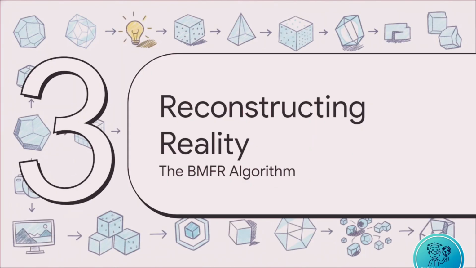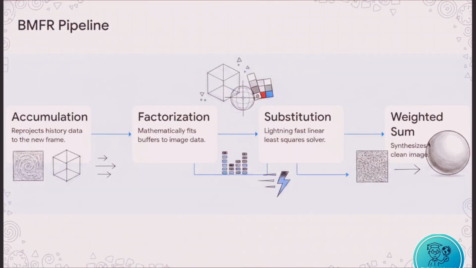Section 4, Reconstructing Reality. To clean up that one sample per pixel mess, researchers developed an algorithm called Blockwise Multi-Order Feature Regression, or BMFR for short. The BMFR pipeline works in 4 main steps, and the researchers outline a brilliantly smart approach here using what they call feature buffers. Even though the lighting in our one sample image is a total noisy disaster, the game engine still knows the exact geometric shape of the objects, the surface normals, and the base colors. BMFR uses these noise-free feature buffers to guide the cleanup process.